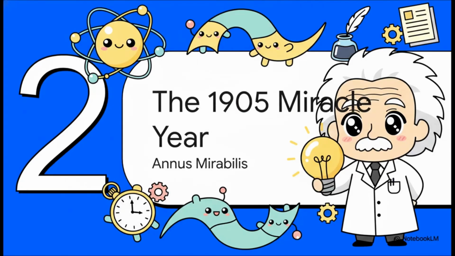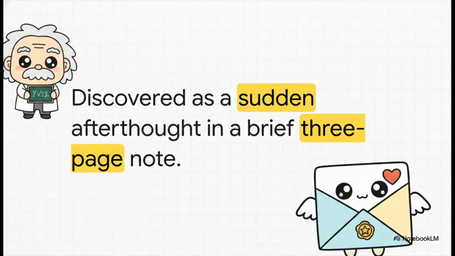The 1905 miracle year. So how did Albert Einstein actually figure this out? Surprisingly, this world-changing, universe-defining formula was not the result of some multi-million-dollar lab experiment. No way. It was discovered as a sudden afterthought. Einstein literally just mailed a brief 3-page note to a physics journal, basically tacking this explosive idea onto the very end of his recently published special theory of relativity.